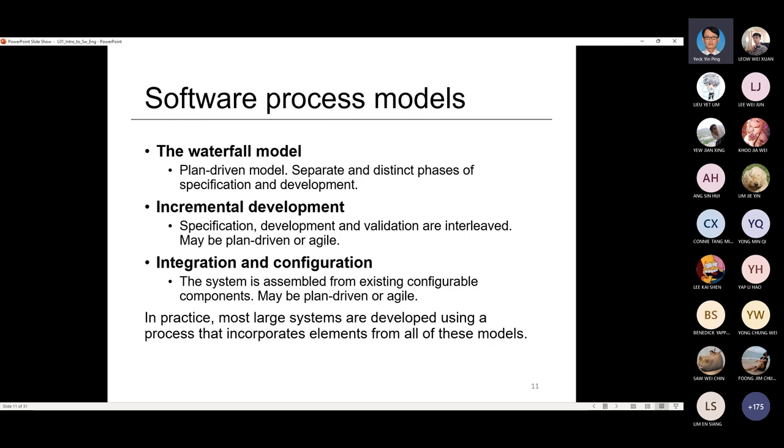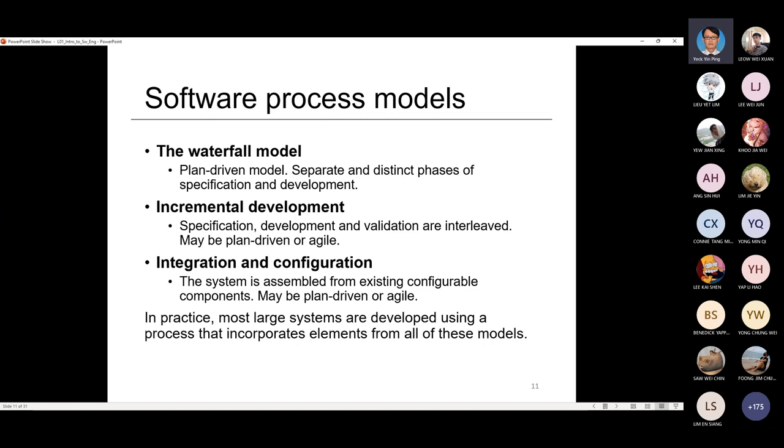So the integration and configuration model is also quite well known nowadays. You're going to use components, and then you try to use a method like plug and play. You try to configure it, and then you try to integrate it into the system. Components here can be referred to what you call a package, what you call an API. I believe you use them frequently, but you might not be aware of it. All this is a component. In this lecture, we call a component your API, your package.